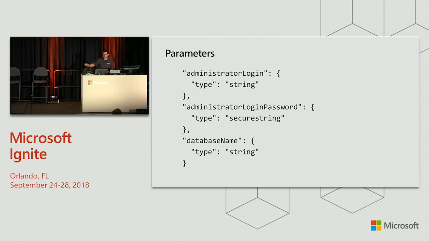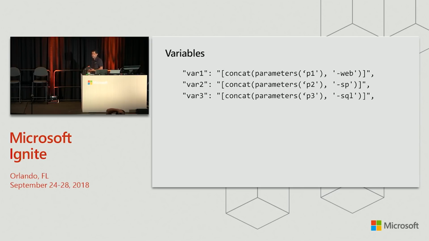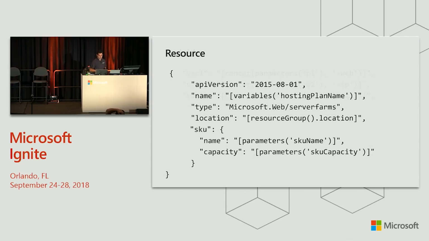So what does that look like? Parameters, you just define them within the JSON file. And here I'm defining, hey, give me the login, it's a string, the password is a secure string, and database name, another string. You're able to define them as whatever type you need. Variables here, I'm concatenating some parameters that came in, and I'm putting a -web, -service plan, and SQL here, right?